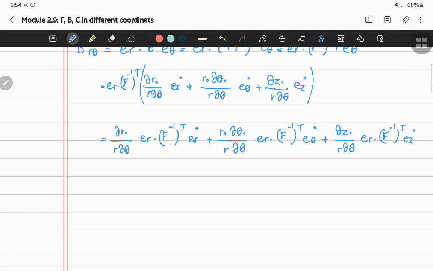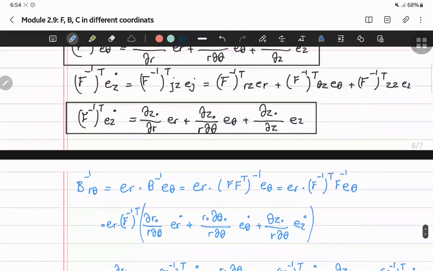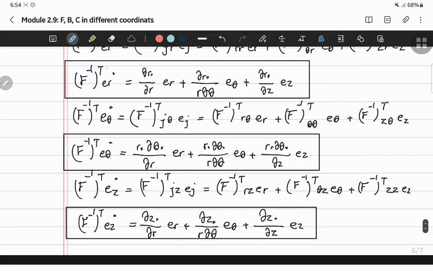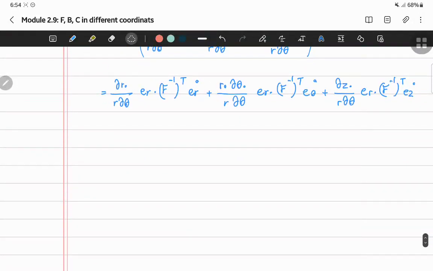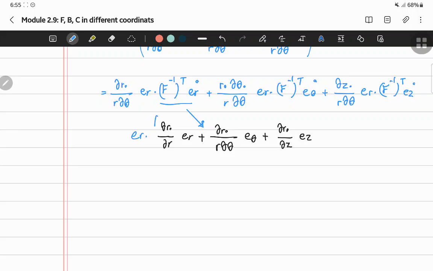So now I need to find F inverse transpose ER0. F inverse transpose ER0 is this one here. So if I copy this and paste it here, so this one is here. So ER dot this only leaves us with this component in here. We follow the same for the rest of the terms.